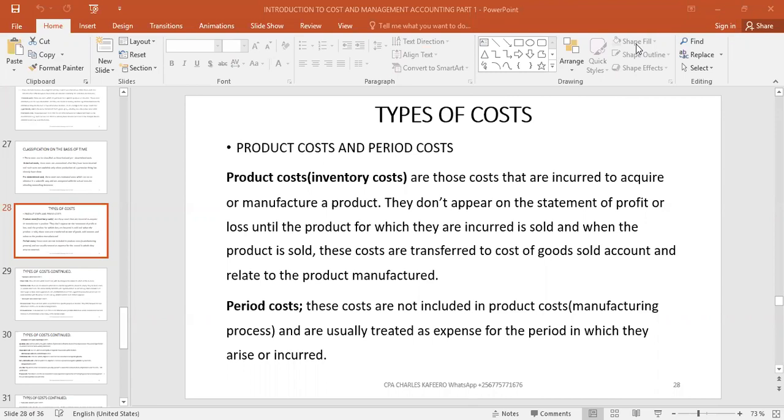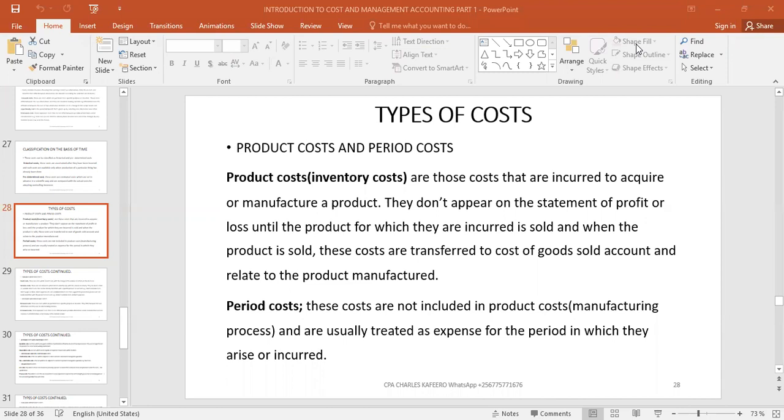I'm going to take you through the different types of costs. And when we know those costs, in the end, they will help us prepare a cost statement. It's going to be a short and brief video, but the emphasis is about how to prepare a cost statement.